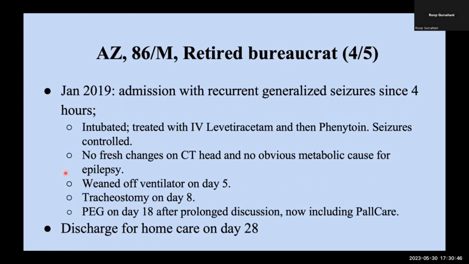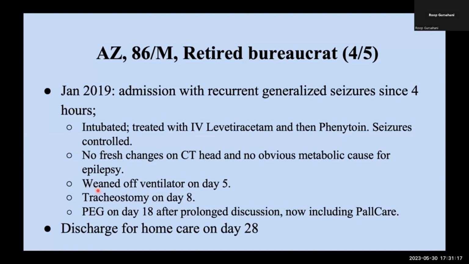And barely a month and a half later, he comes in again with recurrent generalized seizures. Although his seizures were well controlled, for whatever reason, he got intubated. There was nothing fresh on the CT. He could be weaned off the ventilator, but again, for unclear reasons, he ended up getting a tracheostomy. So very often it happens that somebody, either the intensivist or whoever it is, decides to put in a tracheostomy and move him out of the ICU.